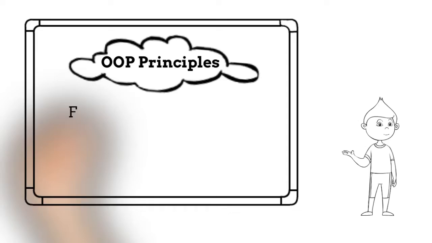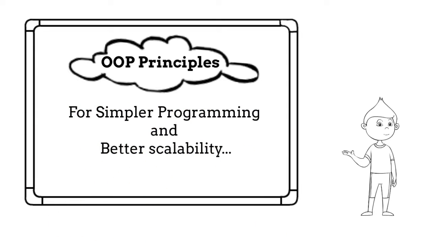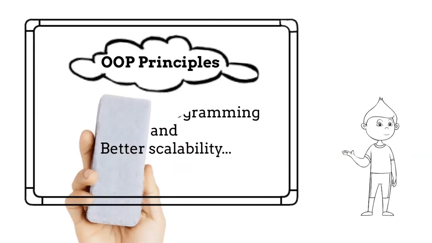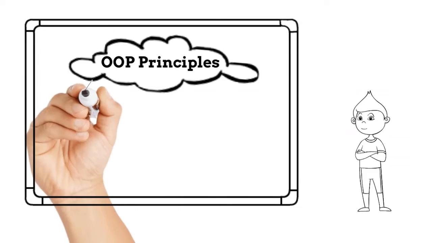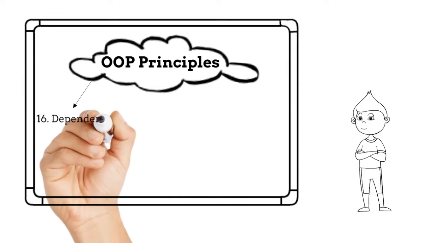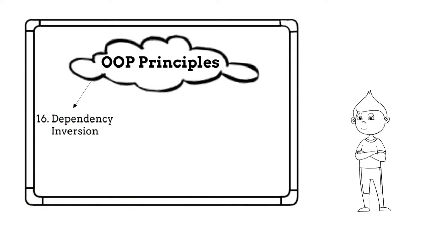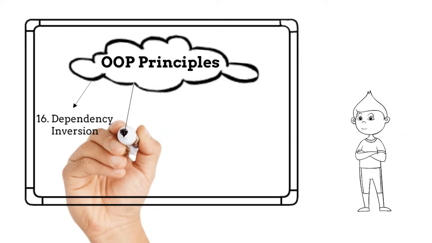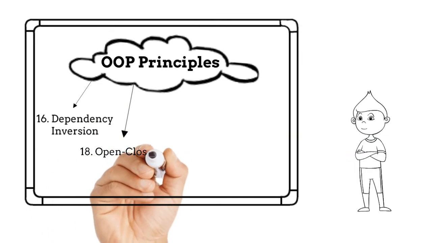Finally, let us learn about object-oriented programming principles. The dependency inversion principle states that our classes should depend upon interfaces or abstract classes instead of concrete classes and functions. The high-level module must not depend on the low-level module.